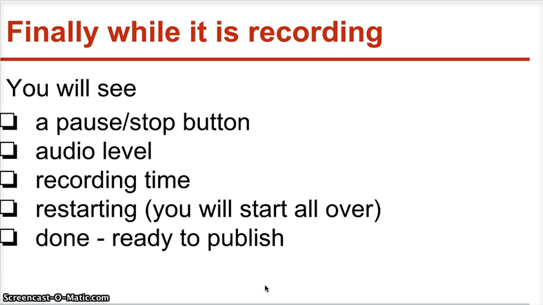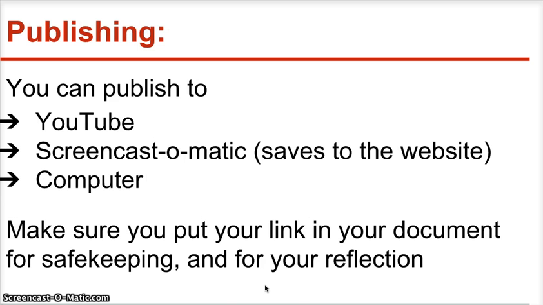And then when you're done, you're going to be ready to publish. And Screencast-O-Matic allows you to publish in 3 ways. You can publish to YouTube, you can publish to the website, or you can publish to the computer. In this case, it might be easiest to publish to the computer this time around, and then to transfer the recording to your Google Drive document.